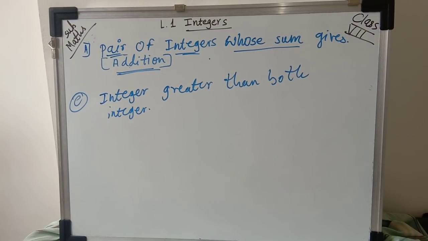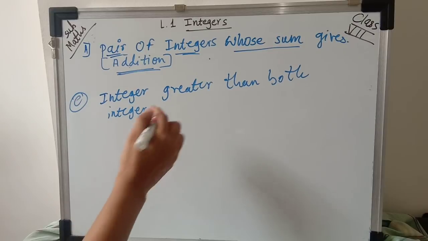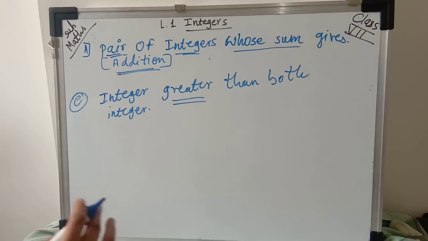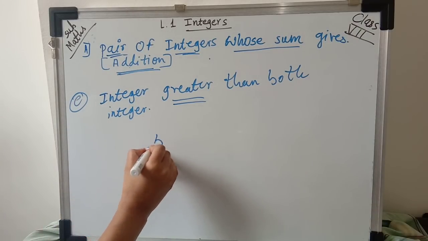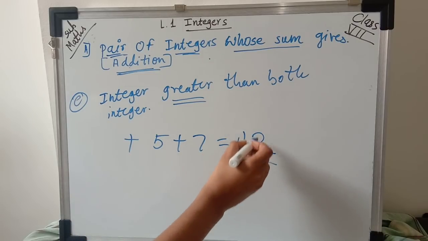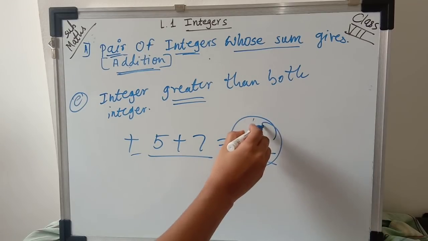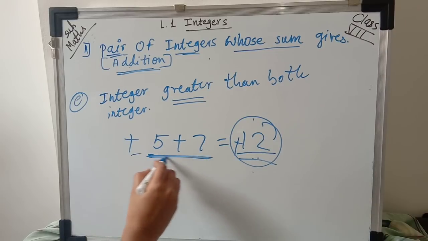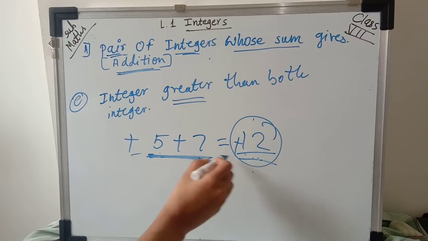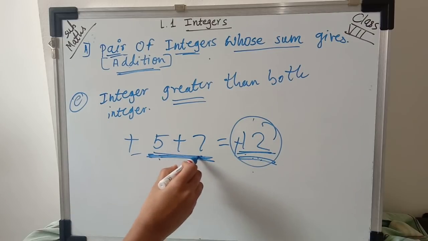So the last pair of integers we have to find out is the pair whose sum is greater than both integers. Remember, both are positive integers. So 5 plus 7 is equal to 12. Here both are positive integers, and that's why the sum of these two integers is also a positive integer. So this positive 12 is bigger than these two integers. So we got the pair 5 plus 7 is equal to plus 12. This is the pair where we got a value that is greater than these two integers.